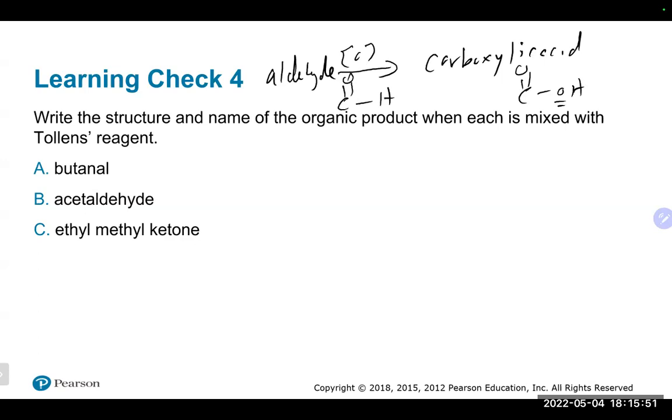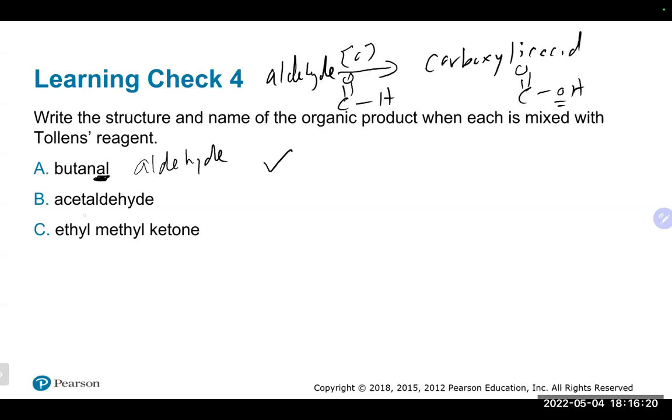So if we had a question like this without the drawing part, and we just want to know which one should react, should the first one react, which is butanal? What kind of molecule is butanal? It is an aldehyde, because it ends in -al, which means that should react. So we should get the carboxylic acid from that, which would be butanoic acid. If we drew it, it would look just like butanal with an O in it.